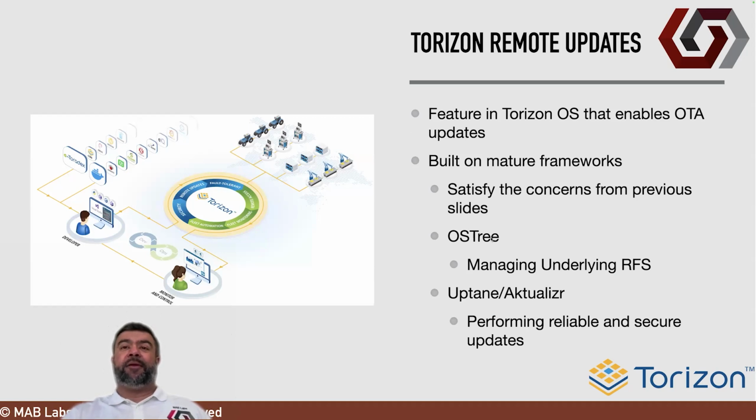So the two big frameworks are OSTree, which is responsible for managing the underlying root file system of your board, of your device, and Uptane, or Aktualizr, which is the client implementation of the Uptane framework. It is responsible for the reliability and the security of the updates, to make sure that the device is downloading a reliable update package, verified that it's not malicious, etc. So these are the two key frameworks that we're going to cover in a little bit of detail today, that underpin the core foundation of Torizon's OTA update mechanism.